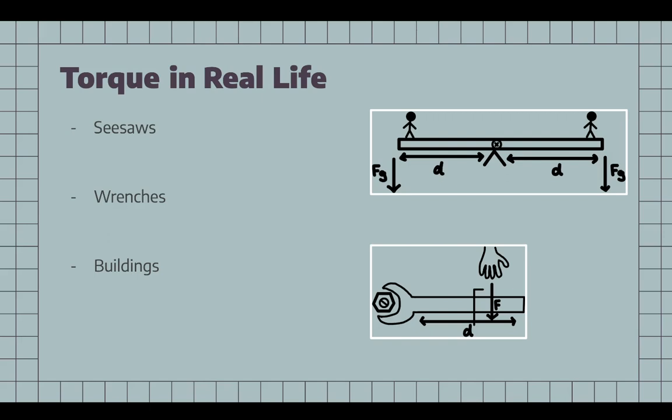Similar to seesaws, wrenches also use torque because wrenches rotate around the bolt. The distance will be how far you hold the wrench away from the bolt, and the force will be how much force you put into pushing the wrench.